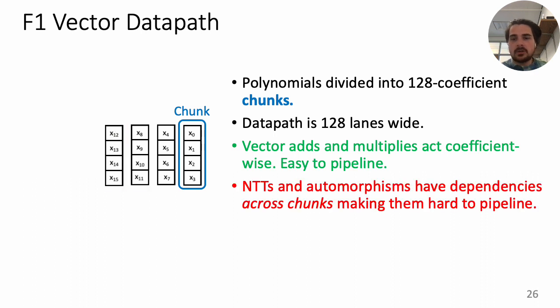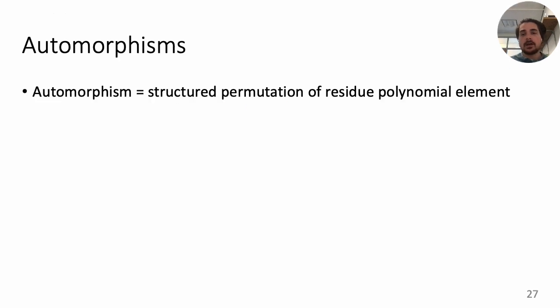In contrast, implementing the NTT and automorphism units is hard. Each coefficient of the output may depend on any of the input coefficients. As coefficients of the input polynomial may be distributed across up to 128 chunks, creating a pipelined data path that produces these outputs is non-trivial. Let's see how we did this for automorphisms.